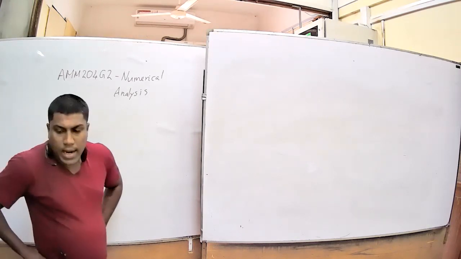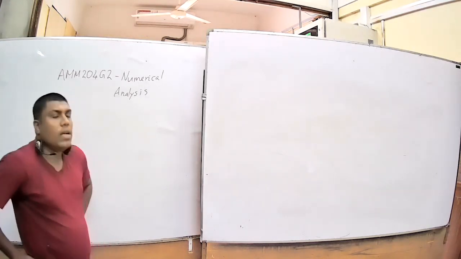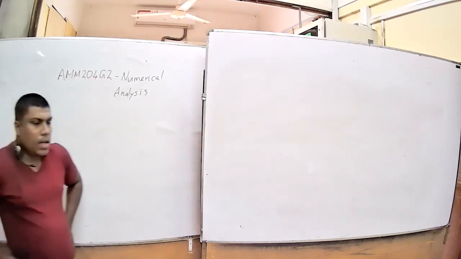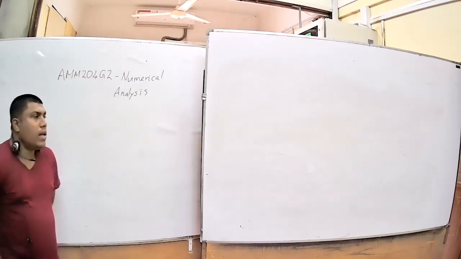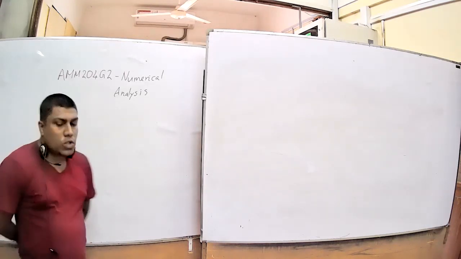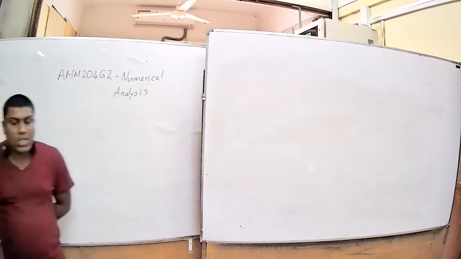Okay, so let us start. This course is second year applied mathematics for the second semester. The course name is numerical analysis. The course code is AMM 204G2.